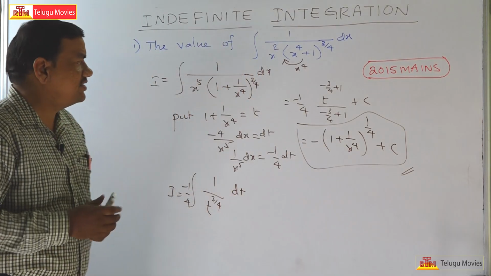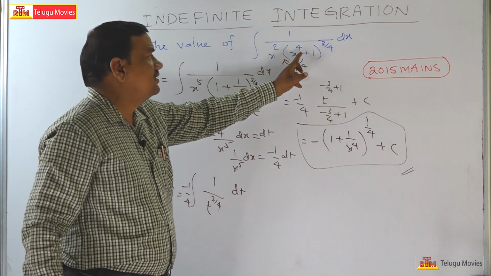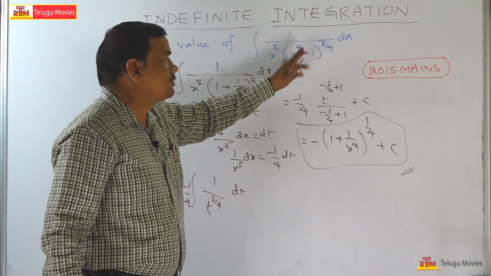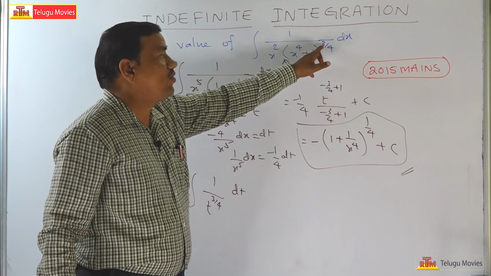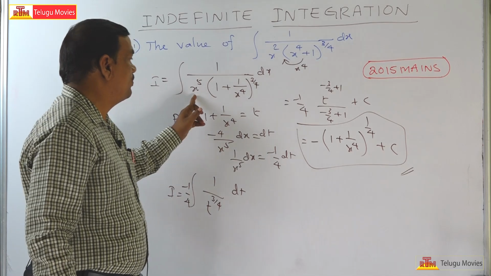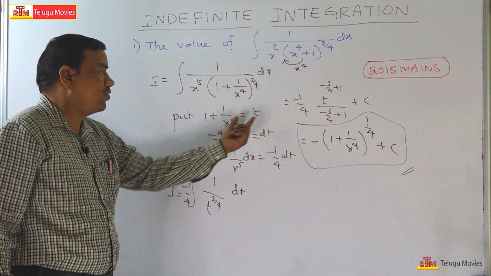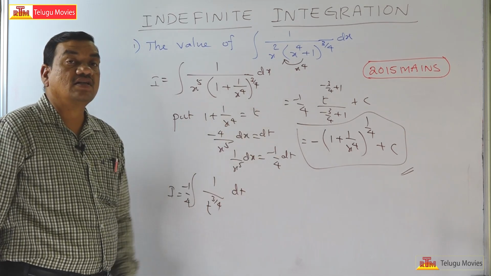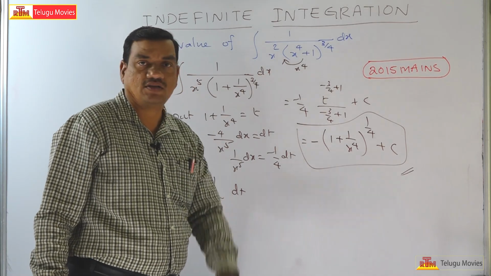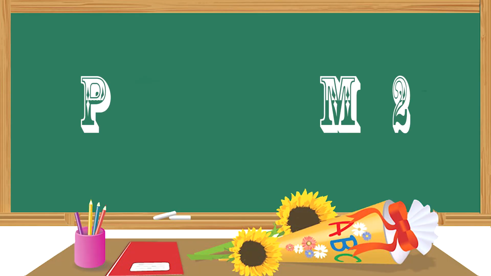So this is a very easy problem. The only thing is, if you get the idea that we can take x power 4 common outside, then when x power 4 common comes outside, with whole power 3 by 4, the 4 will get cancelled. So x cube into x square gives x to the power of 5. Afterwards, substitute 1 plus 1 by x to the power of 4 as t, and automatically the answer will come. The only idea is getting x power 4 outside. For that, 4 marks. Now I hope you understand this solution. Let us go for the next problem.